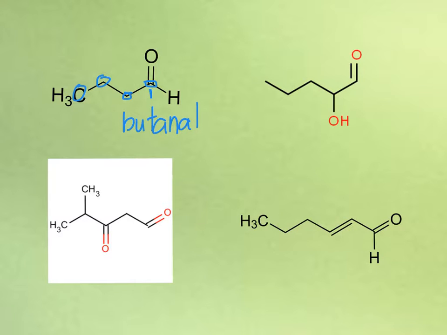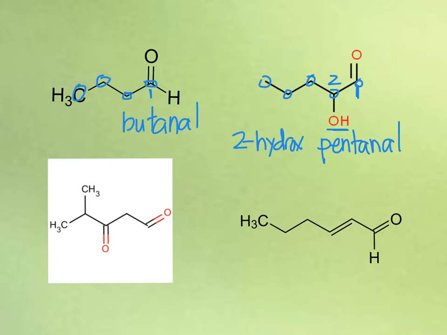If you look at the example on the right at the top, we have 1, 2, 3, 4, 5. So this would be on the pentane branch. We have the carbonyl group, so we're going to call it pentanal. But we also have this OH attached. So we're calling this the first carbon here. This would be the second. So we're going to go 2, and because it's an OH group, it's going to be a hydroxy. So 2-hydroxypentanal.